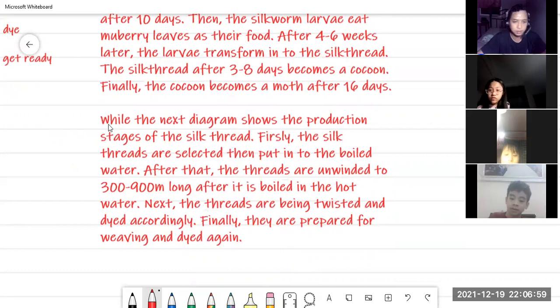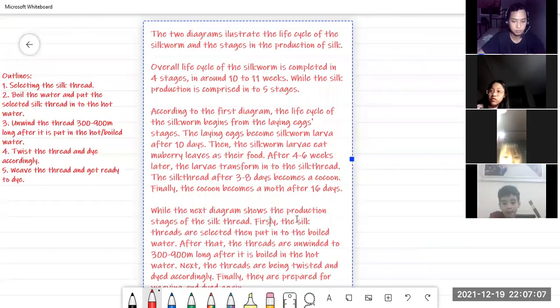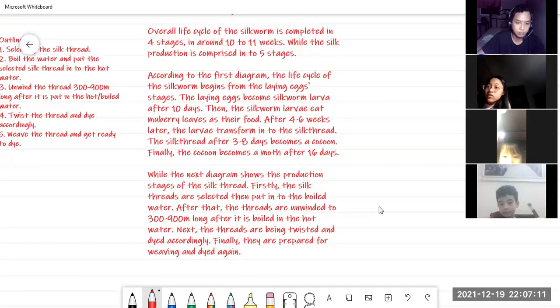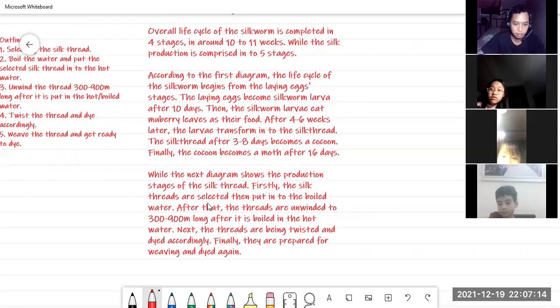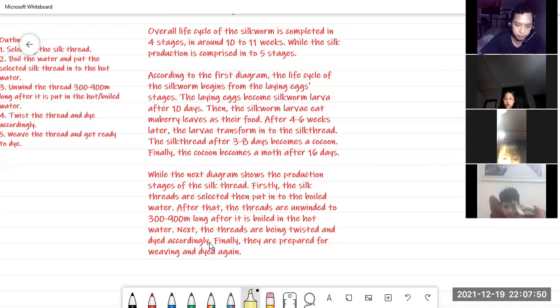While the next diagram shows the production stage of silk threads. Firstly, the silk threads are selected, then put into the boiling water. After that, the threads are unwound to 300 to 900 long after it is boiled in the hot water. Next, the threads are being twisted and dyed accordingly. Finally, they are prepared for weaving and dye again.